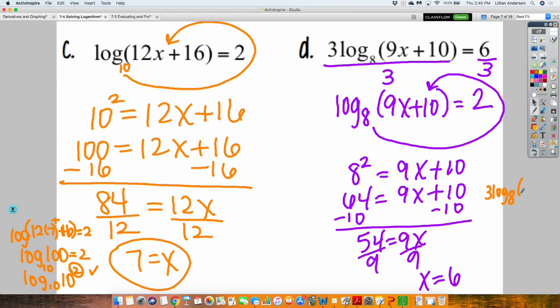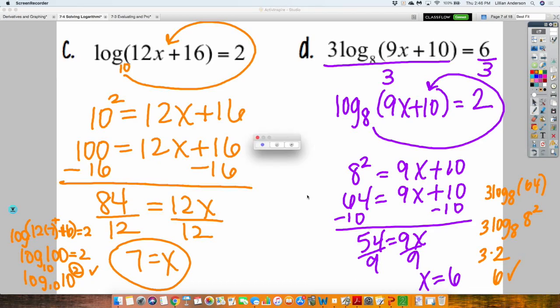A quick check. What's 6 times 9 plus 10? 64. 64 can be rewritten as 8 squared. And then using that same property from before, this just becomes 3 times 2, which is 6. So it works. Questions up to here?